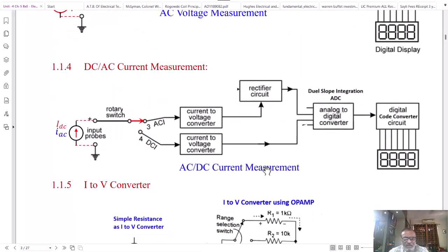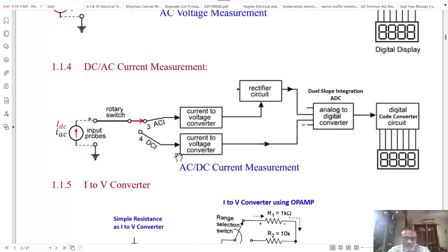The next parameter is AC and DC current measurement. First we will see the DC current measurement. Consider the block diagram. The meter is connected in series with the component in the current path so that the DC current can flow inside the circuit. Let us suppose that we are going to measure the DC current, then this switch will be switched to position 4, that is the DC current position.